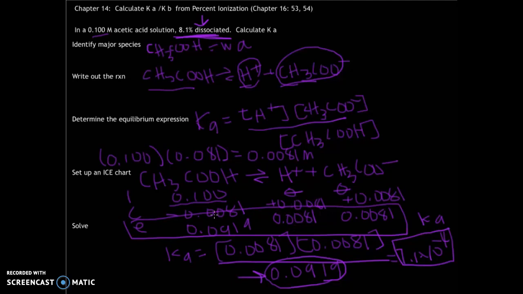I'm doing it the true appropriate way. If you gained that much here, you lost that much here. So truly it's close to 0.1, but it's slightly less than 0.1. So I did it as 0.0919. Again, I will accept both answers, and I'm fairly confident that the AP test will as well. So that is it for chapter 14.